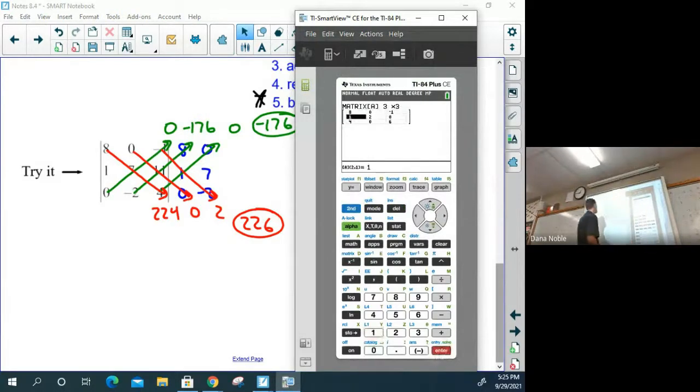Row 2, 1, 7, 11, 1, enter, 7, enter, 11, and enter. And then a 0, enter, and negative 2, and enter, and a 4 with an enter. Okay? Checking our screen, everything matches. We now quit out of here.